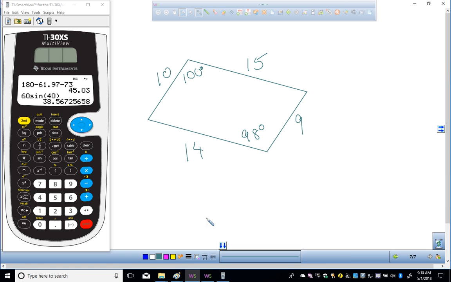Using what I just learned, how could I find the area? Divide it into two triangles. Very good, Annie. What I could do is cut this quadrilateral in half, and then I could use that formula. This times this times the sine of this divided by 2. This times this times the sine of this divided by 2. Add them together, and I have the area of the quadrilateral. Get it? Okay. That's it.